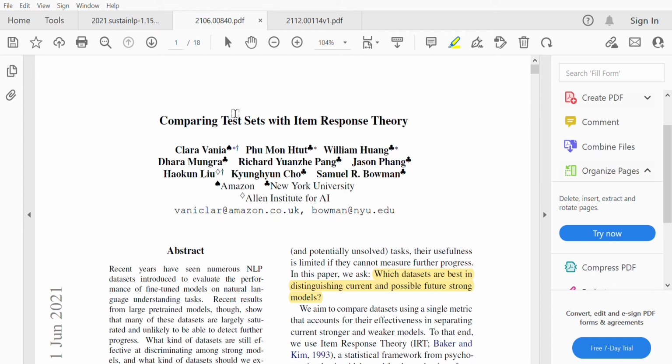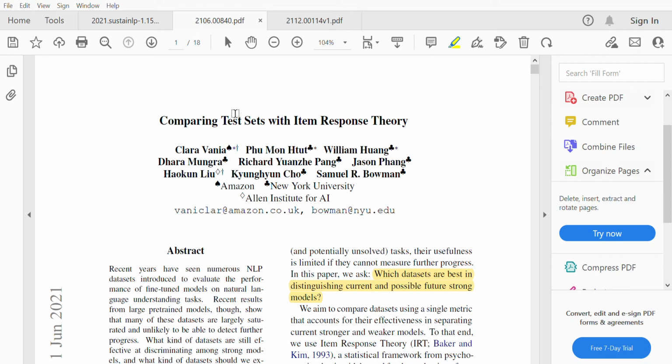Right, I'm going to be talking through this paper comparing test sets with item response theory out of Amazon, New York, NYU, and the Allen Institute. So the broader idea here is we have different data sets that we test our models on, right? Think of QA data sets, things of that nature. And some of these data sets are more useful than others if we want to, say, differentiate performance, right? That is how we tend to establish state-of-the-art performance, things of that nature.